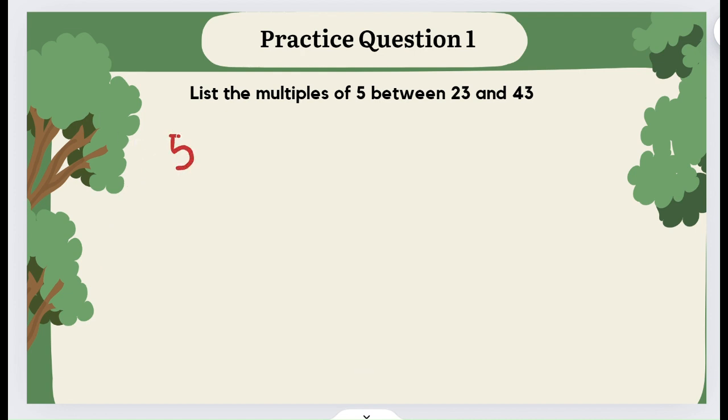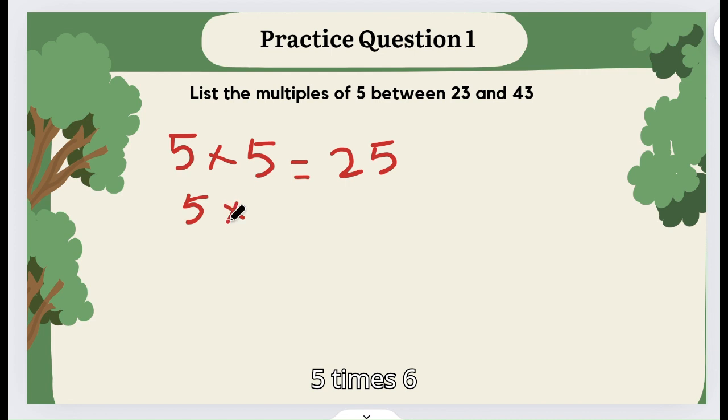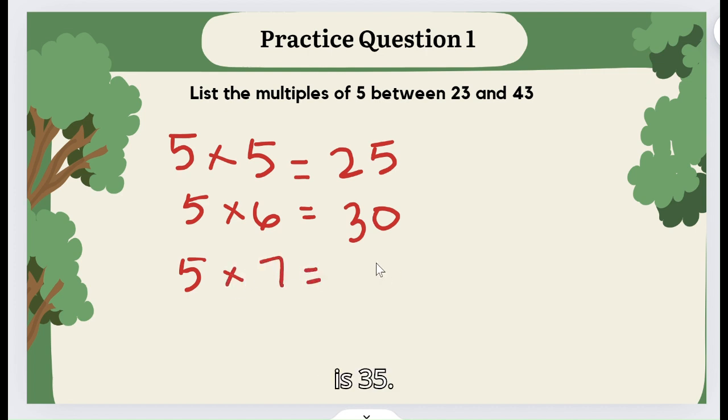So that means that 5 times 5 is 25. 5 times 6 is 30. 5 times 7 is 35. 5 times 8 is 40.